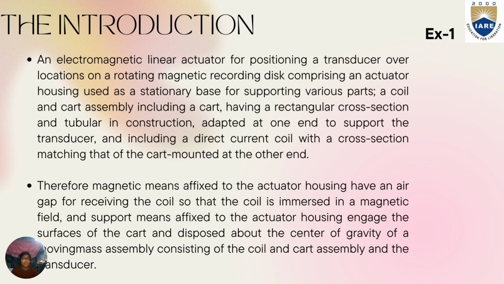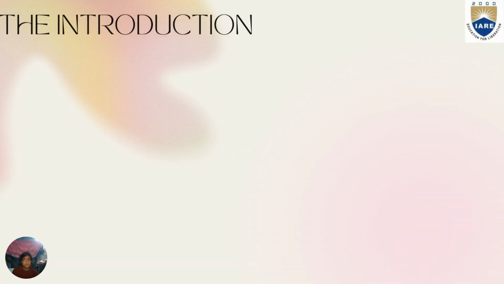An electromagnet linear actuator for positioning a transducer over locations on a rotating magnetic recording disk comprising an actuator housing used as a stationary base for supporting various parts, a coil and cart assembly including a clutch, and so on. This is the abstract that we are going to use with the research.